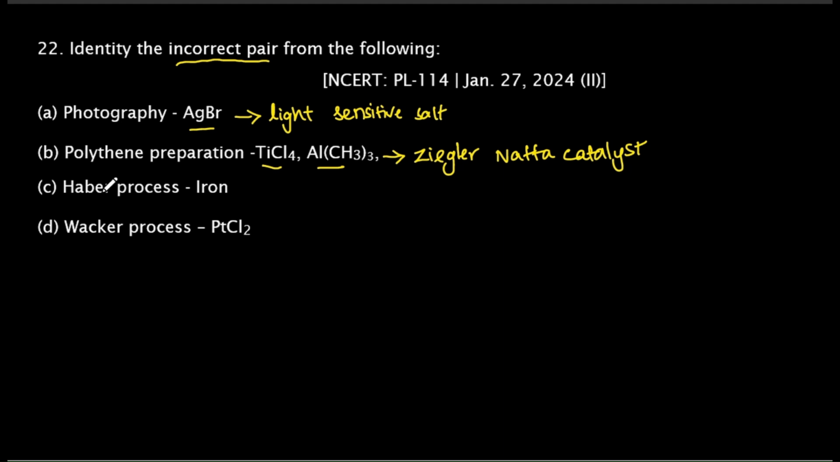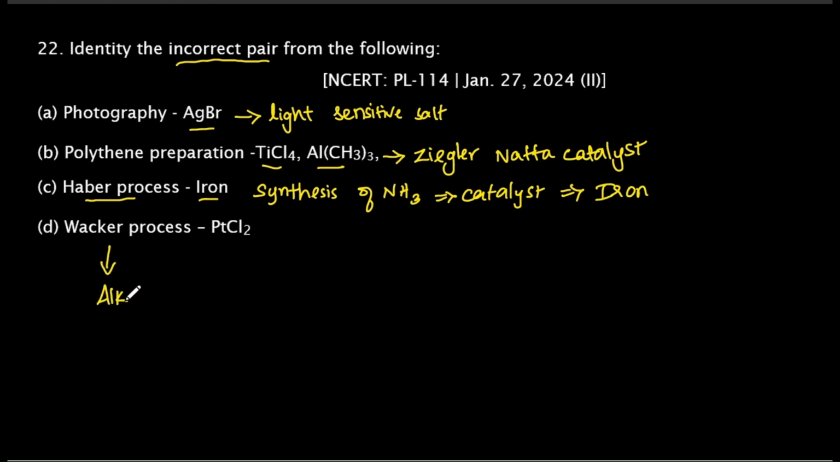So let us go to option C, Haber's process, that is synthesis of ammonia from N2 and H2. For this, the catalyst used is finely divided iron with some promoters like Al2O3 and K2O. So in Haber's process, iron is used. This one is also a correct pair. Then going to the last one, Wacker's process. Wacker's process is the conversion of alkenes into aldehydes. And for this conversion, the catalyst used is palladium chloride and not platinum chloride. So in the question, platinum chloride is given, so that is wrong. So the incorrect pair is option D.